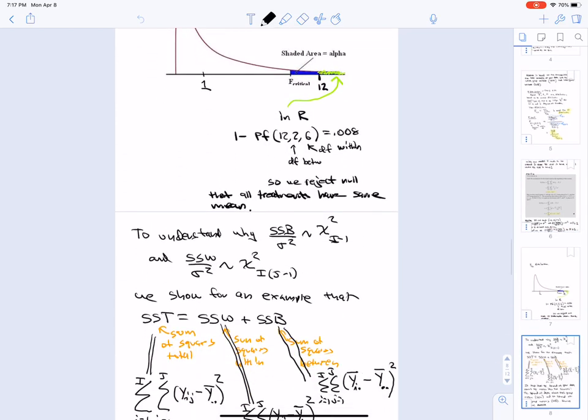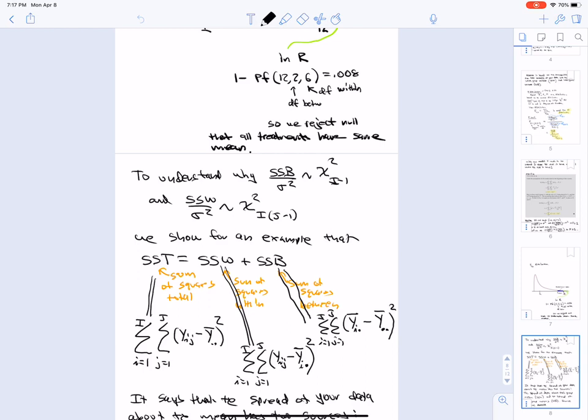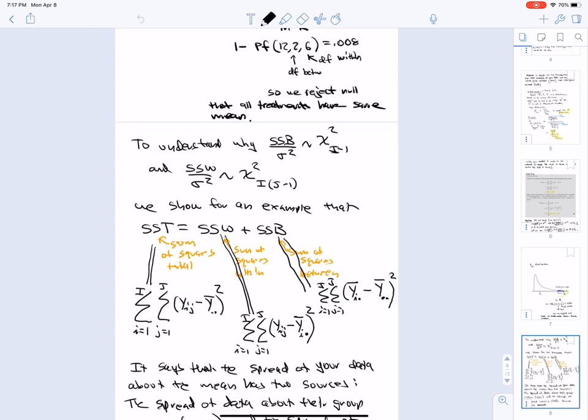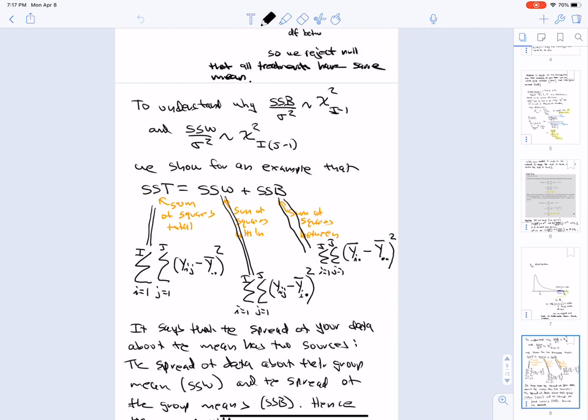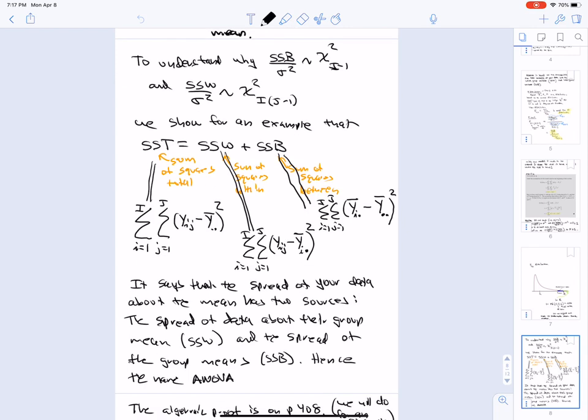So let's understand in particular why SSB over sigma squared is chi-squared with I minus 1 degrees of freedom, and SSW over sigma squared is chi-squared with I times j minus 1 degrees of freedom. So in fact, we have a decomposition. SST is SSW plus SSB. I've written down the definitions for these sums of squares, and it should make sense to you. This is a decomposition of the total spread of your data into the spread within and the spread between.